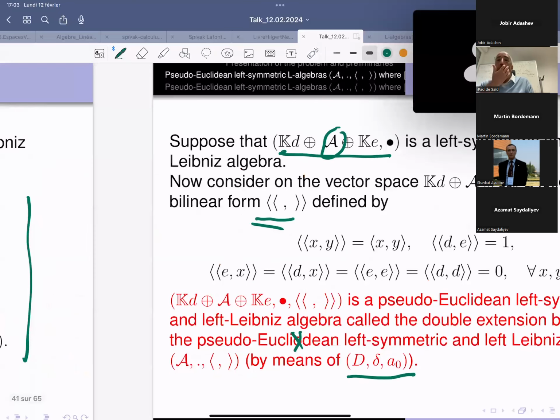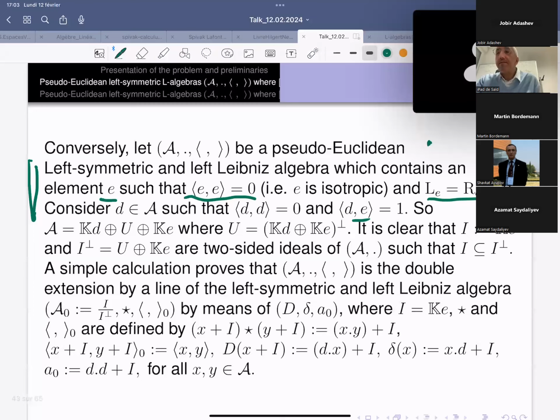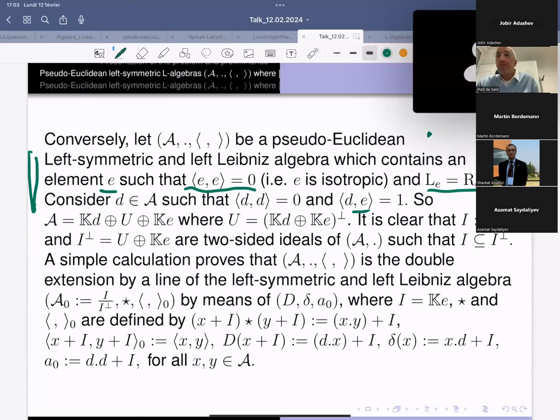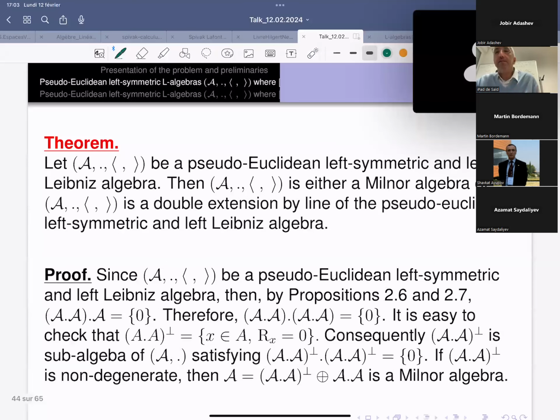Okay. I think it's the last theorem in this part. Let A be a pseudo-Euclidean left symmetric and left Leibniz algebra. Then A is either a Novikov algebra or A is a double extension by a line of a pseudo-Euclidean left symmetric and left Leibniz algebra, and the proof is very easy.